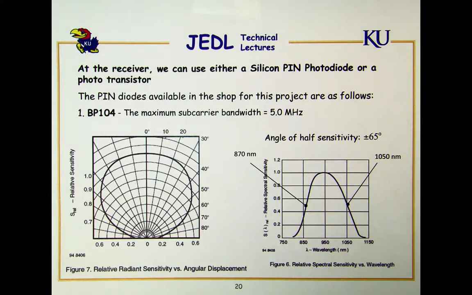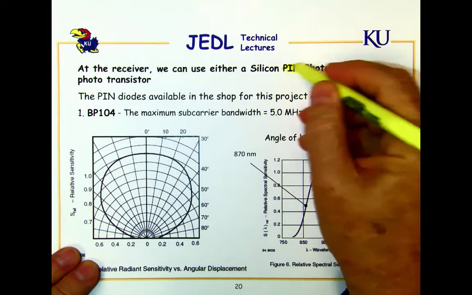Okay, now let's look at the receiver. At the receiver, we can use a silicon PIN photodiode. PIN meaning, of course, positive, intrinsic and negative substrates that are used to construct the device itself. It has a very fast reaction, and in fact, as you can see, this first device listed here, the BP104, operates at 5 megahertz. That's the maximum subcarrier bandwidth, that is. It's that PIN structure construction that gives it that speed.